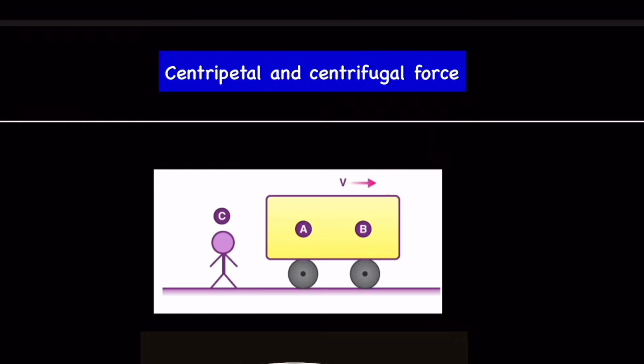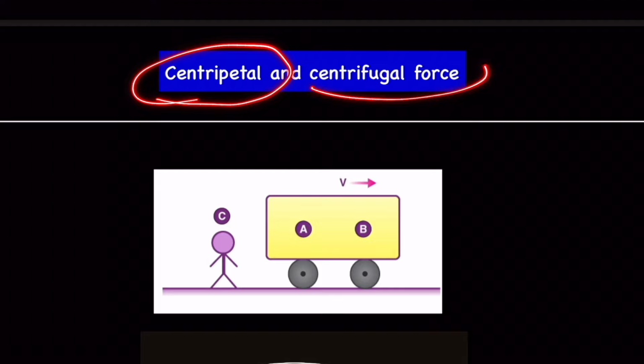So here we noticed two scenarios. One is a person on the ground and another is the person inside the car. According to person C, the car is moving towards the right, but according to persons A and B, they are at rest, but person C is moving towards the left. Because of these two different approaches, our force is also changing. One is the centripetal and another is the centrifugal.